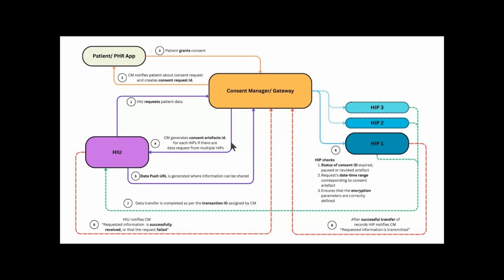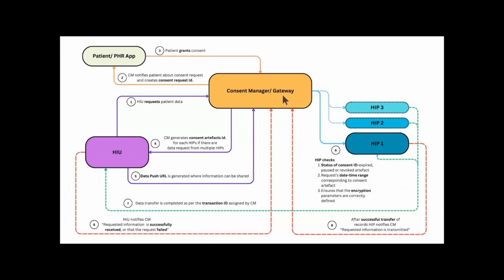Step 4. CM generates Consent Artifact IDs for HIPs. After the patient gives consent, the Consent Manager generates a unique Consent Artifact ID for each Health Information Provider, HIP, involved. If the data is being requested from multiple sources, each HIP will receive a separate artifact ID to validate the request. Step 5. HIU provides data push URL. The HIU shares its data push URL, which is essentially the endpoint where they want to receive the patient's data. This URL is sent to the Consent Manager, which will pass it on to the HIP.